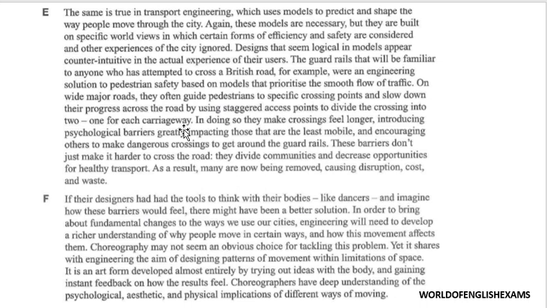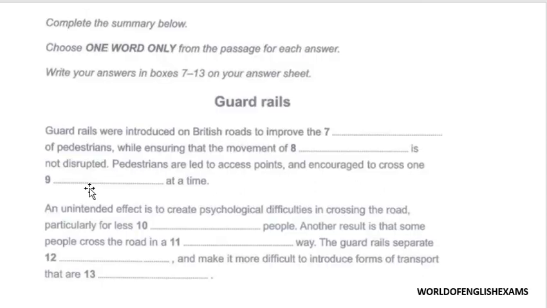Okay, so we read till carriageway. In doing so, they make crossings feel longer, introducing psychological barriers, greatly impacting those. Those means people. Those that are least mobile. So who is it intended to? It's for people who are least mobile. So less mobile people. That means people who can't walk properly or who walk slowly. So it's mainly meant for them. So mobile is the answer for the 10th blank.